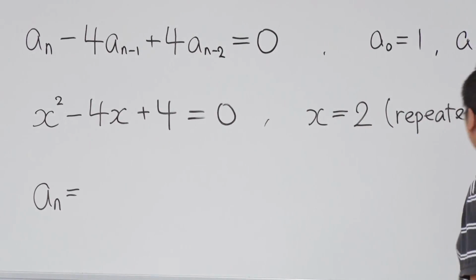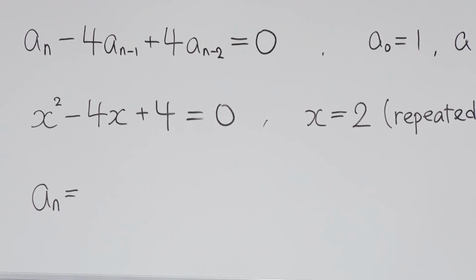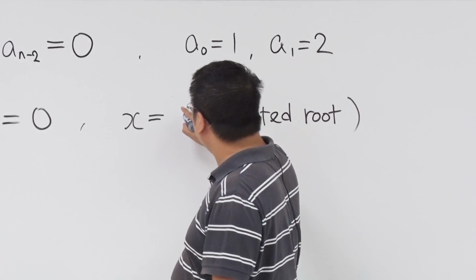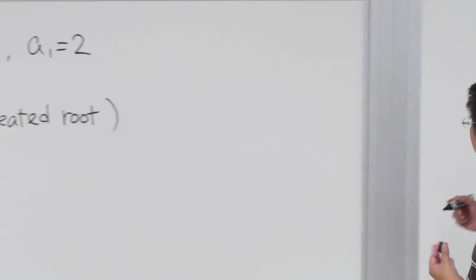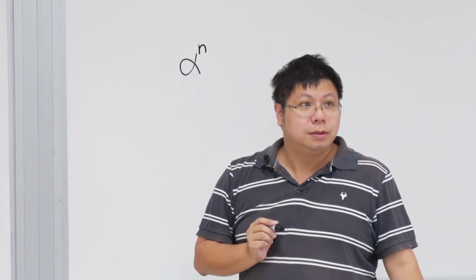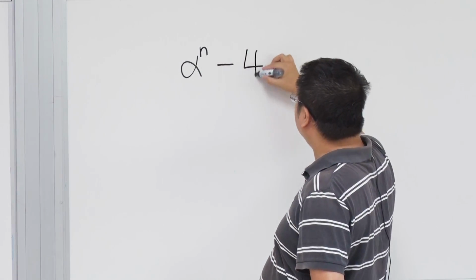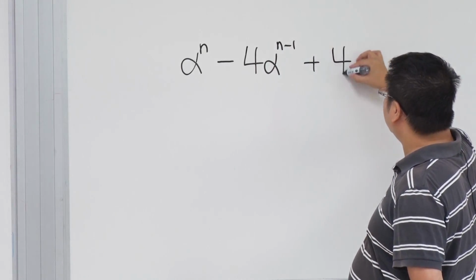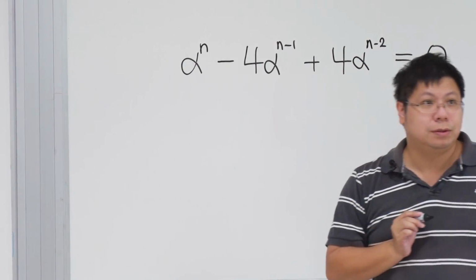So let's look at this case. Previously, let me just in general call it alpha. It turns out that alpha is equal to 2 in this case. Previously, we know that alpha to the power n is a possible root for this. So we know that alpha to the power n minus 4 times alpha to the power n minus 1 plus 4 times alpha to the power n minus 2 will be equal to 0. This is what we know.